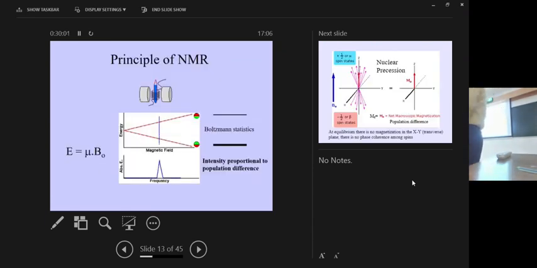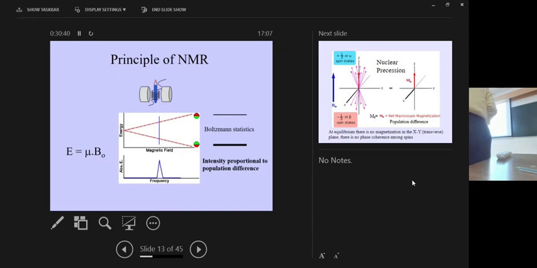Now what is the principle of NMR? You take a sample which consists of 10 to the power 17 spins, nuclear magnets, in your solution, and put them in a magnetic field. The magnetic moment interacts with the magnetic field, and therefore these two different orientations will have different energies. Depending upon the strength of the magnetic field, the energy separation between them will be different. That is determined by Boltzmann statistics. There is always more here than here.